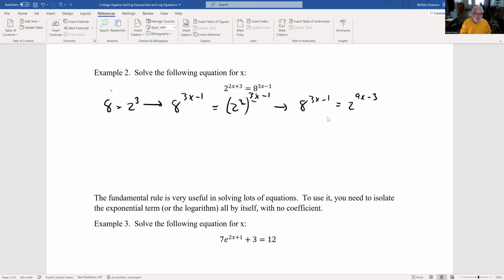And so that means our equation becomes 2 to the x plus 3 equals 8 to the 3x minus 1. That's the equation we started with. That's now 2 raised to the power 2x minus 3 equals 2 raised to the power 9x minus 3, because this is equal to that. Same base, so the exponents must be the same.